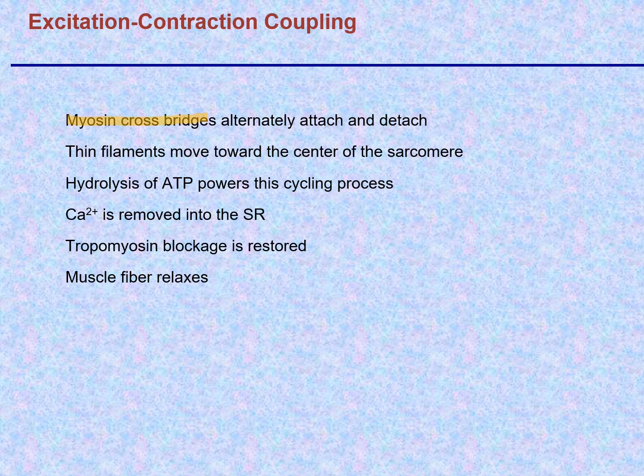Okay, all of this is driven by ATP. Energy for it comes from ATP, and once the stimulus from the motor neuron is stopped, then the calcium stops being released, and calcium gets removed by being pumped back into the sarcoplasmic reticulum, into the terminal cisternae. The tropomyosin blockage of the troponin is restored, and the muscle fiber stops contracting, it relaxes.